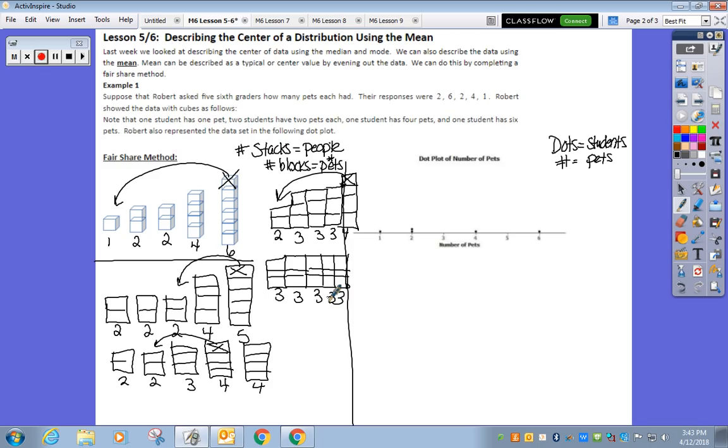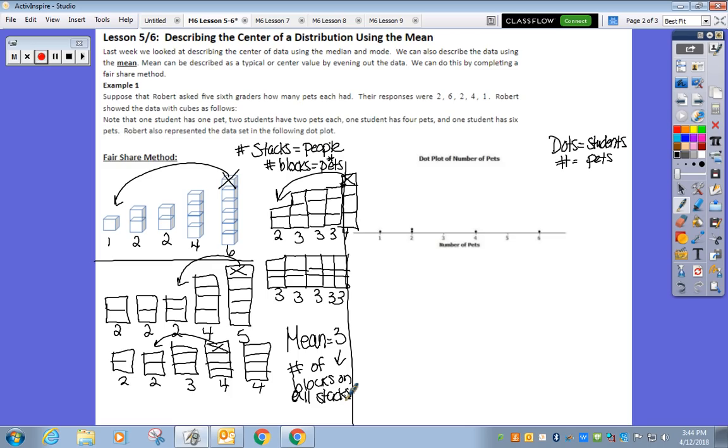Okay, so with the fair share method, meaning I'm doling out equal parts to everybody, the mean is 3. The mean is the number of blocks on each stack, on all stacks, I should say, because they should all be the same number. So that's how we would find the mean using the fair share method with blocks.